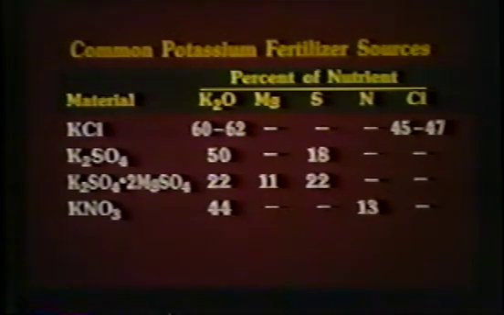Potassium nitrate is a material that is used primarily in high-value crops, things like tobacco, crops where they want a low salt index. Then they will use potassium nitrate. It is entirely too expensive of a material to be used in the agronomic grain crops area.